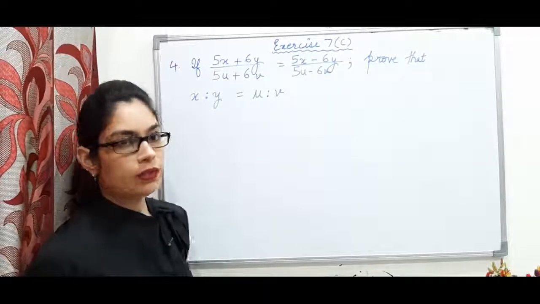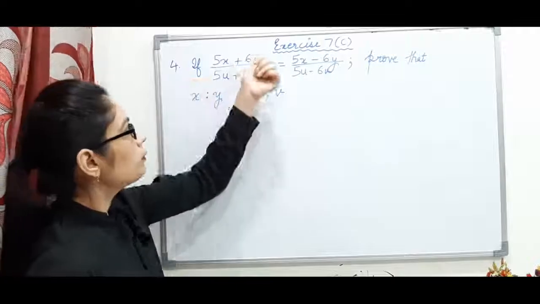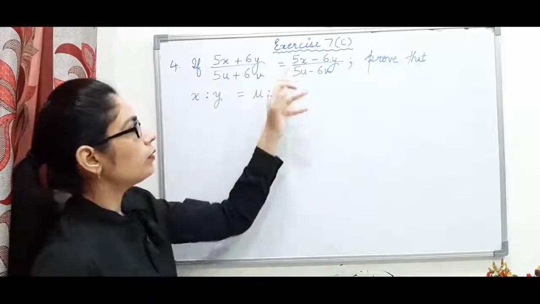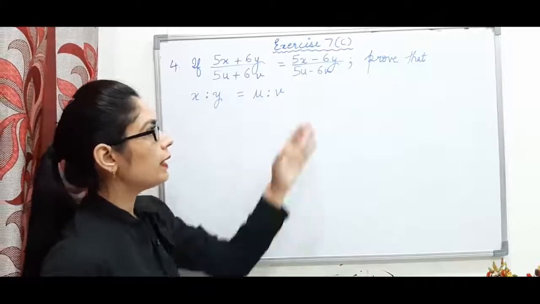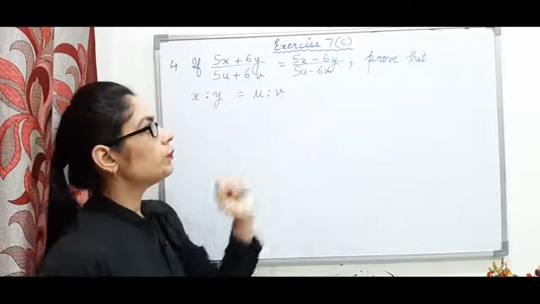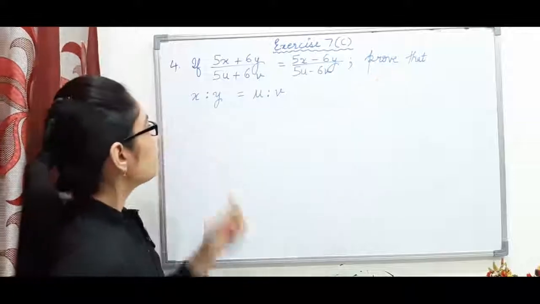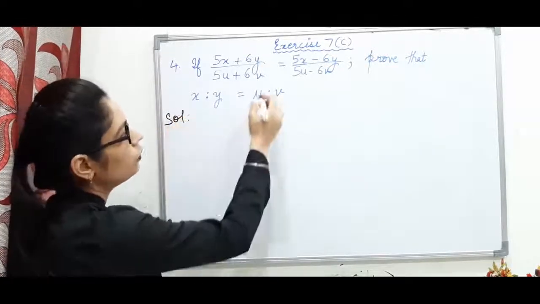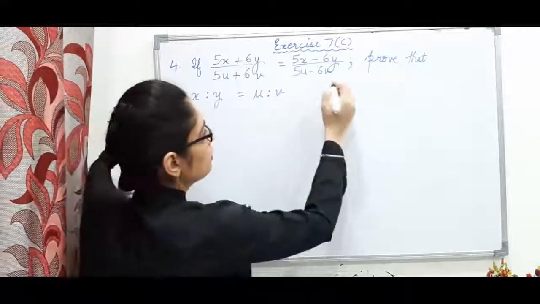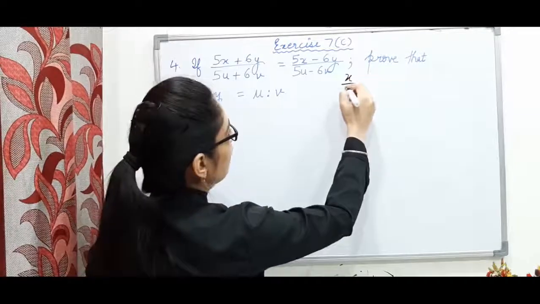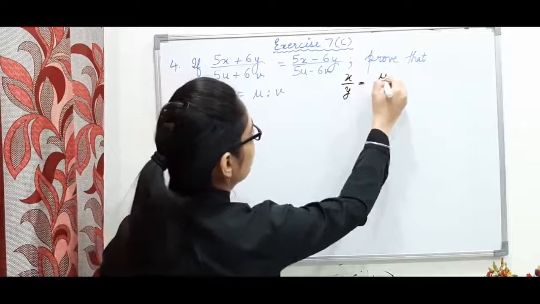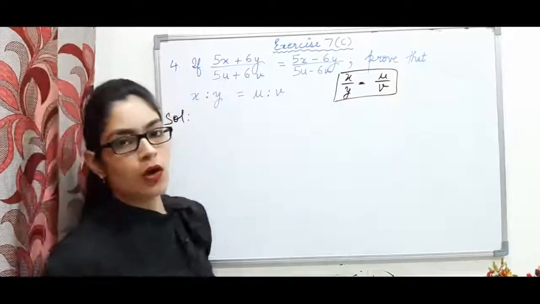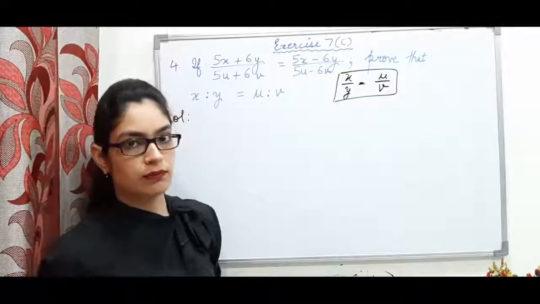In the fourth question, it's given that (5x + 6y)/(5u + 6v) = (5x - 6y)/(5u - 6v), then prove that x is to y equals u is to v. So that means this thing we have to prove: x/y = u/v.